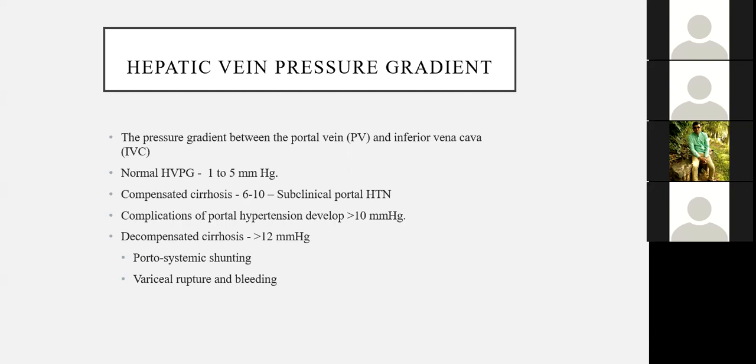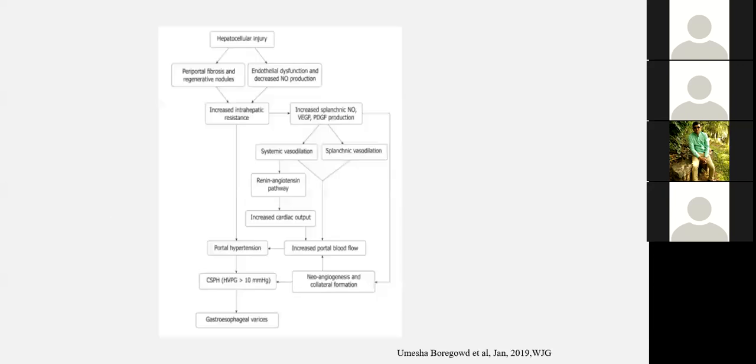In compensated cirrhosis, it is around 6 to 10 millimeters of mercury, which shows subclinical portal hypertension. If it is more than 10 millimeters of mercury, patients will develop complications of portal hypertension. And if it is more than 12 millimeters of mercury, patients will develop variceal rupture and bleeding.